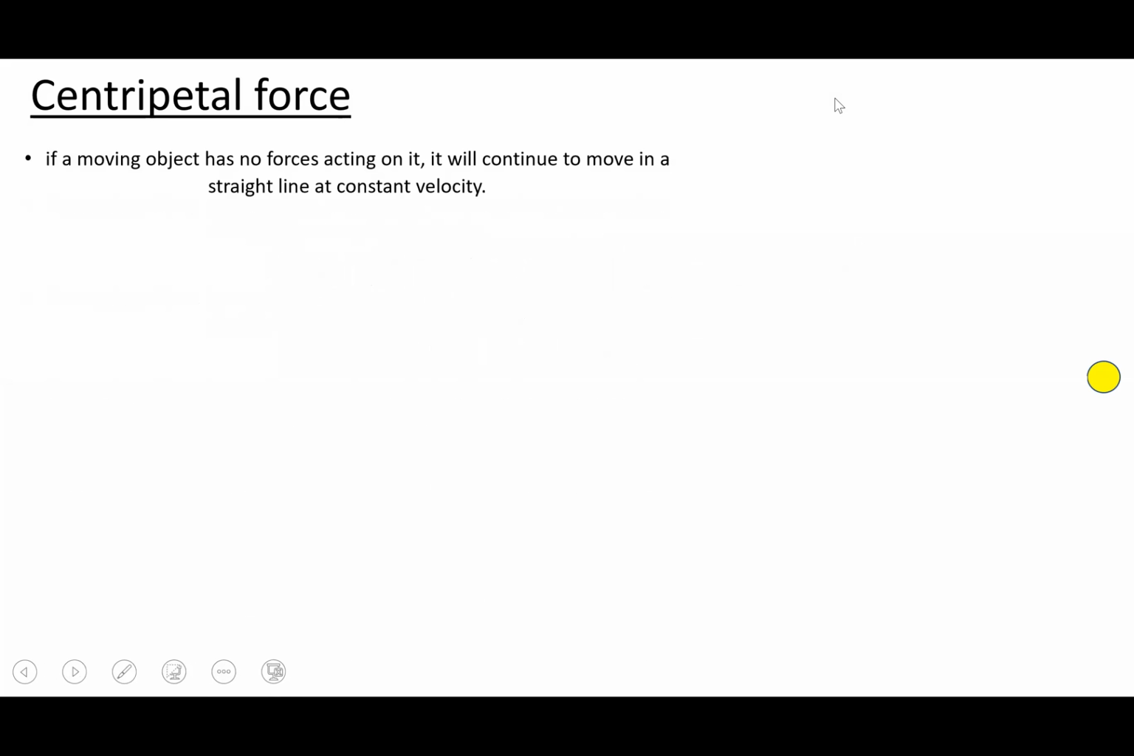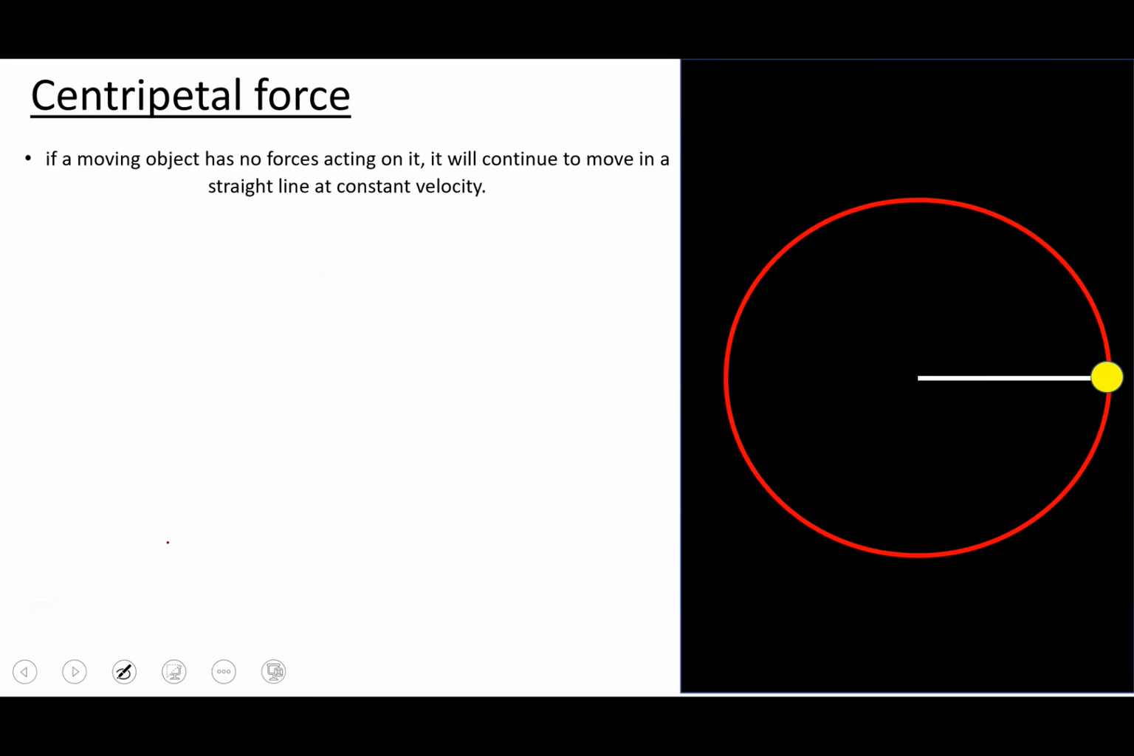If an object has no force acting on it, it will continue to move in a straight line at a constant speed. Let us consider this body right over here moving in a straight line. It will keep on doing so unless an external force acts on it.